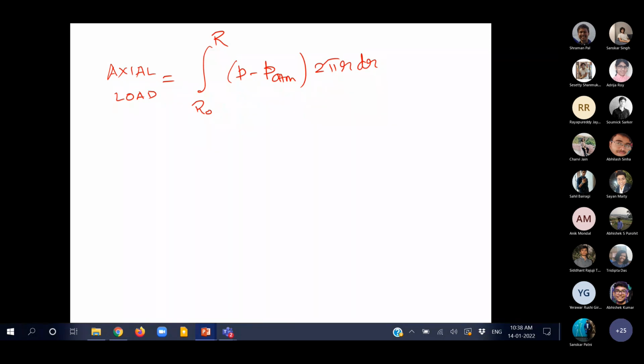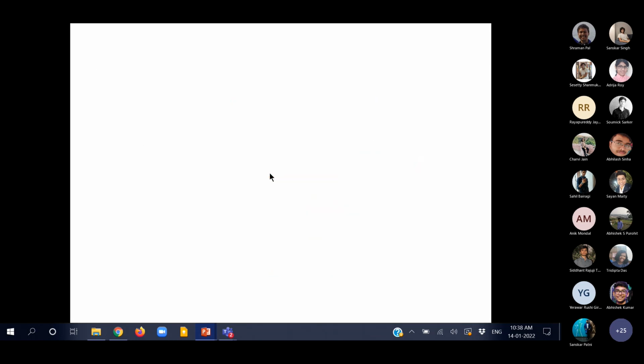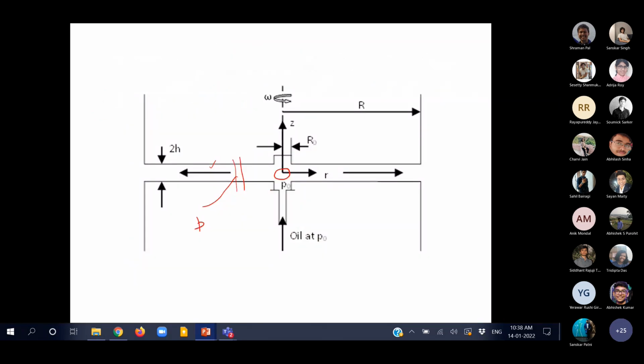Any question? We have already seen that this P minus P atmosphere is simply going to be K times ln R0 by ln R0 by R. Okay, so that's what this is all about. But is there something else that I'm missing here? I understand that this is the actual load, but am I under-predicting or over-predicting the value of the actual load? I'll go back to the figure once again.